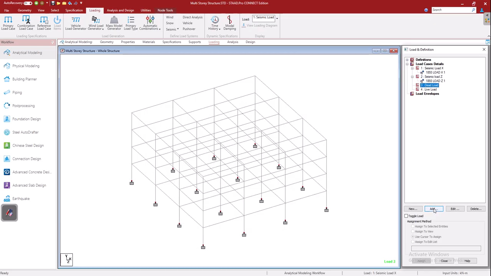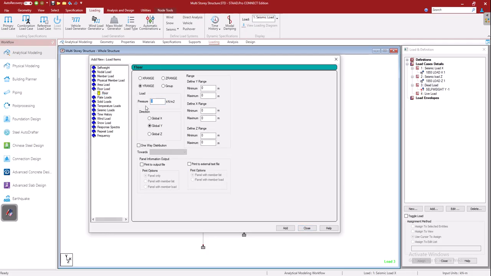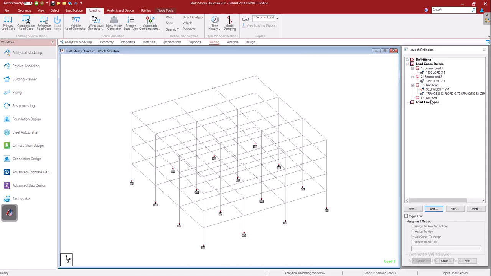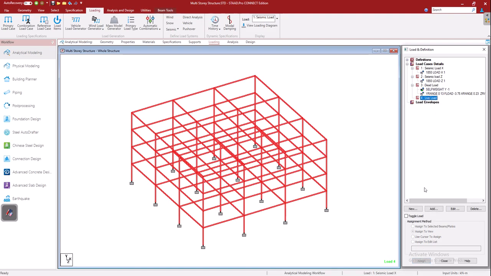In dead load, first I need to consider the self weight of the structure, later floor load. So floor load, it is minus 3.75, it is the self weight or dead load of the slab, because we have not modeled that slab part in the model, so I cannot consider that in the self weight, so I am entering externally the load values. In the Y range it is 13, in X range it is 23, and in Z range also it is 23. So I will assign this self weight to the whole structure, and then go for live load.